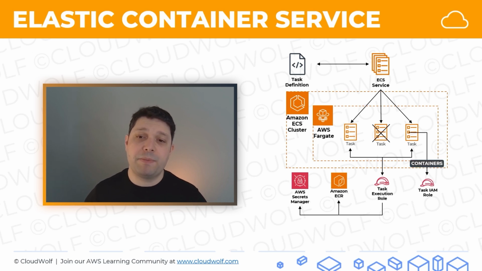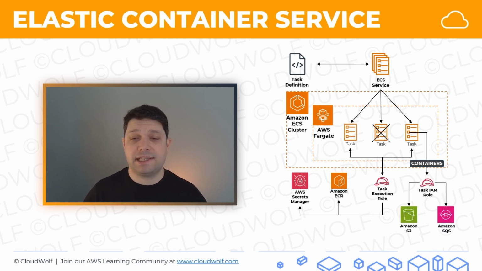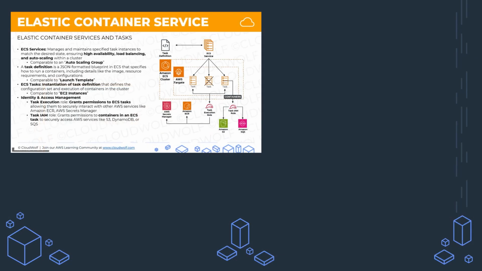If you need to provide permissions to those containers within the task themselves, for example, you need to provide permission to SQS, let's say, or to an S3 bucket, we would do that with the task IAM role. So the task IAM role is what provides the permissions to the thing within the container. The execution role is the thing that provides the permissions to be able to start the container in the first place. Here's a summary for you.